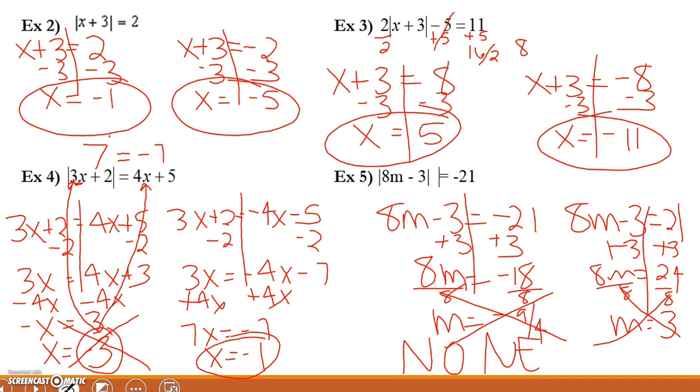The reason you could have told that that was a no solution right away is because of the negative sign in front of the original number that it equals. Absolute value can never equal a negative number, so after you isolate it, if it equals negative, then that means it is no solution right off the bat. You don't have to do any work.